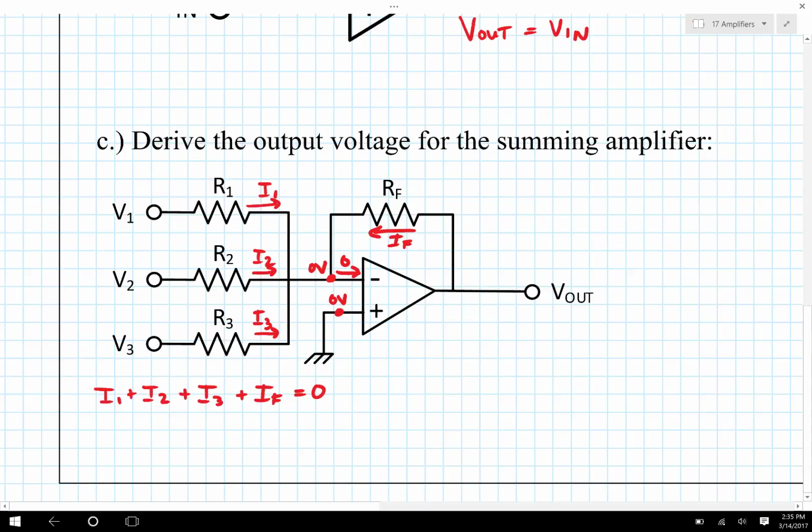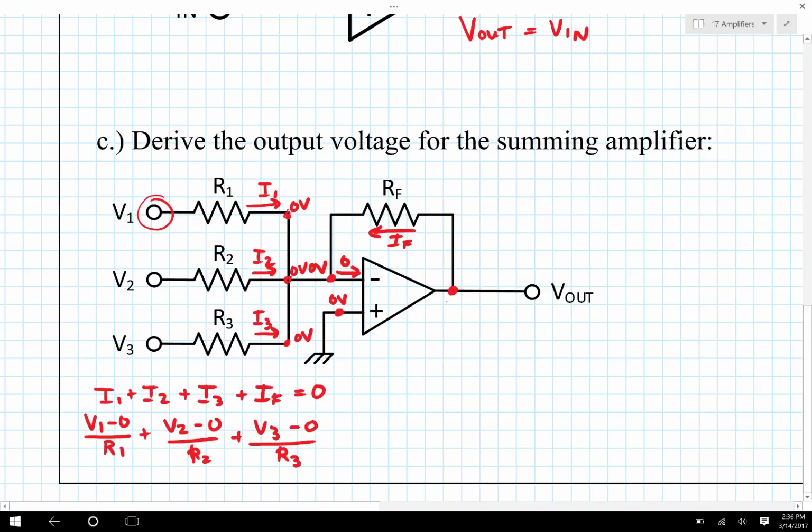So I can now rewrite each of those currents in terms of a voltage difference divided by a resistance. So this is V1 minus 0 divided by R1. Notice it's V1 on the left, and this is 0 volts, so therefore this is 0 volts. Each one of these terminals is also going to be 0 volts. So V1 minus 0 divided by R1 plus V2 minus 0 divided by R2 plus V3 minus 0 divided by R3. And now I need to figure out what is IF.